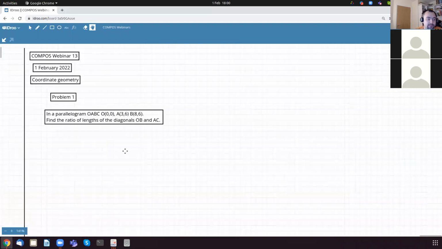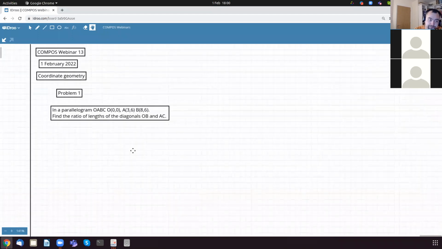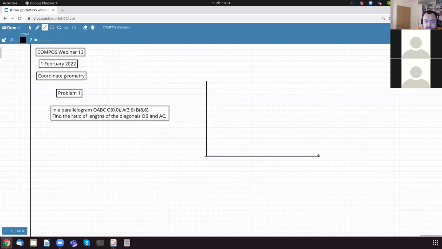In a parallelogram OABC, O is 0, 0, A is 3, 6, B is 8, 6. Find the ratio of the lengths of the diagonals OB and AC. Okay. So we'll start by drawing the coordinate system. This problem is phrased in the coordinate language, so it's fairly easy to apply a system of coordinates. So we have X and Y.